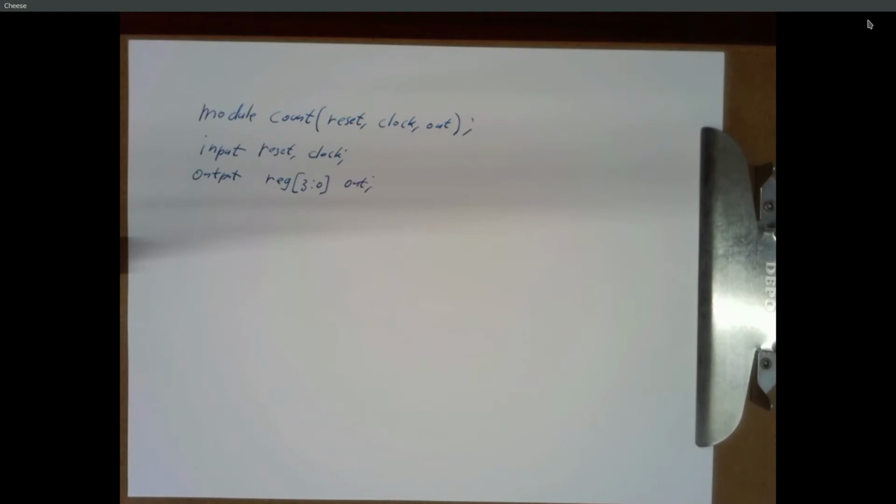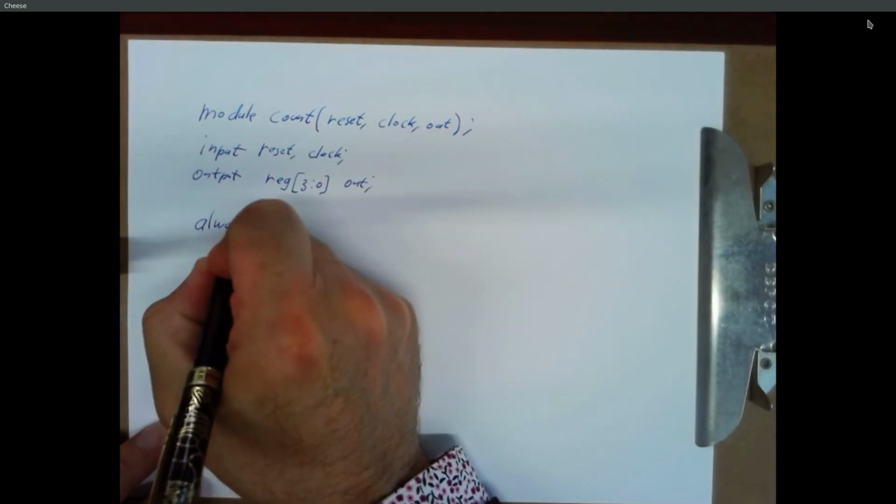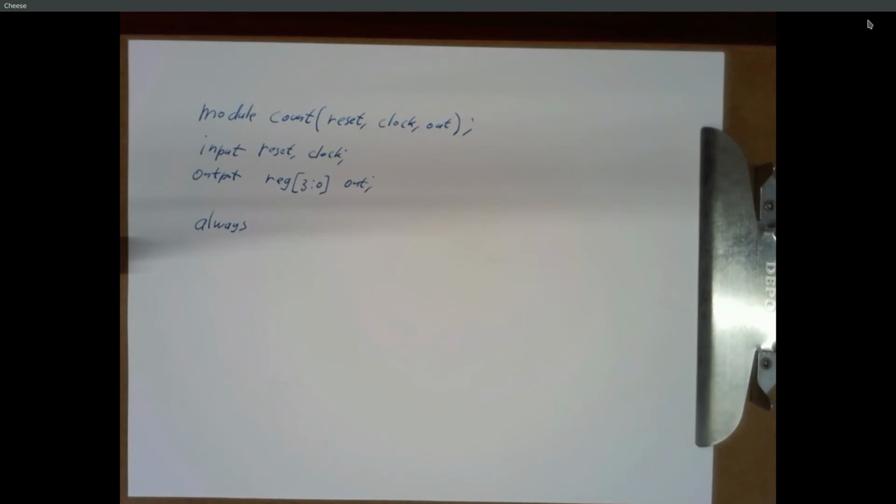There's one really important keyword for sequential circuits, and that's the word always. The basic idea is we can say always when something happens, I want you to do this, and we can list a bunch of Verilog code inside. This is something we can call event-driven behavior.